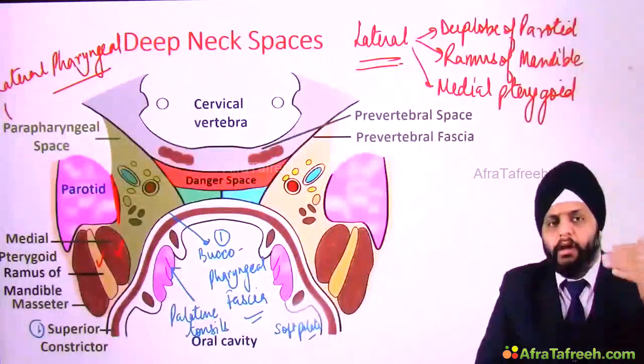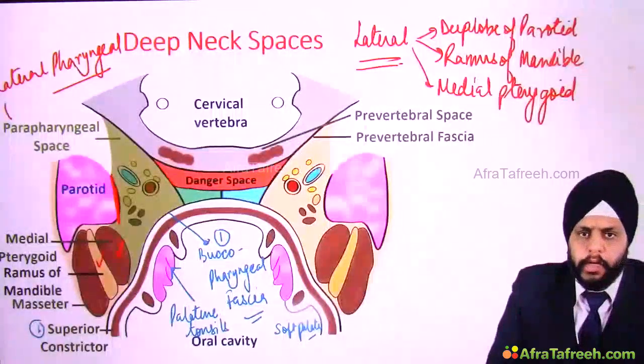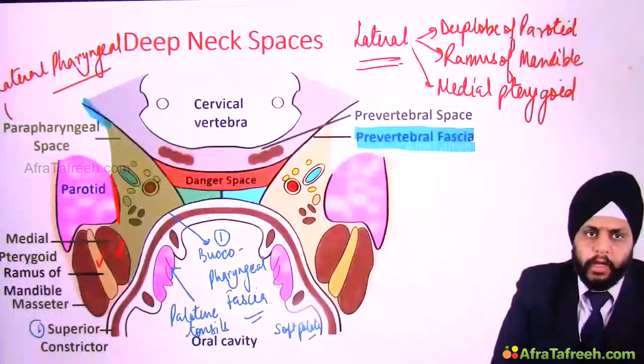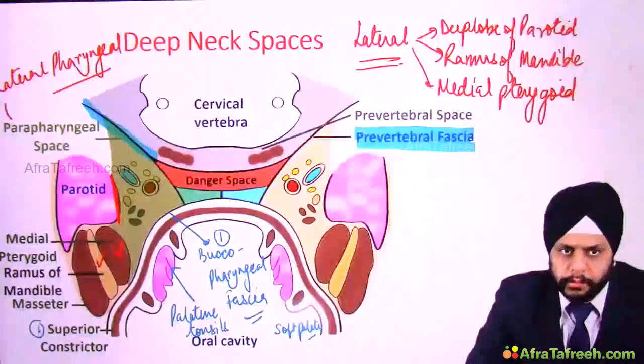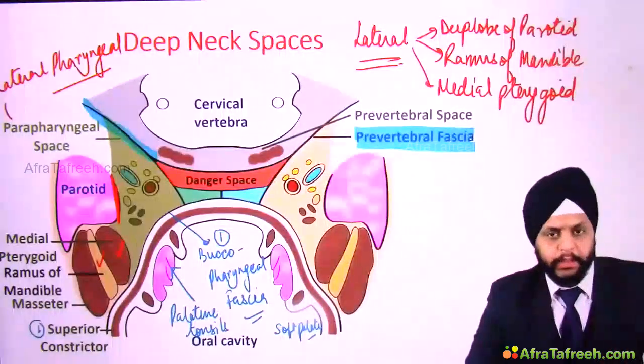And what is there in the posterior boundary? So you see carefully, in the posterior boundary, we have the prevertebral fascia. Okay, so we can see this prevertebral fascia. This forms the posterior boundary of the parapharyngeal space. Right? Okay, so these are the boundaries of the parapharyngeal space.